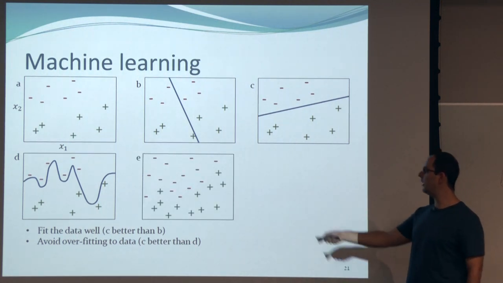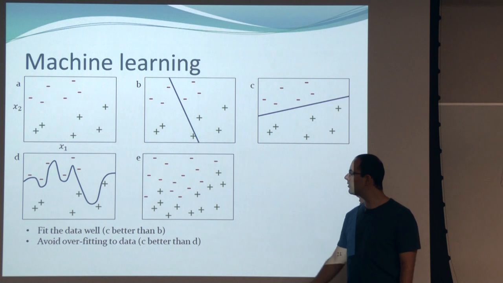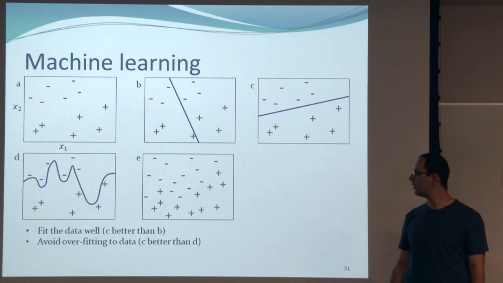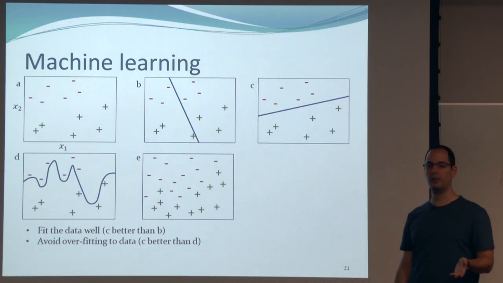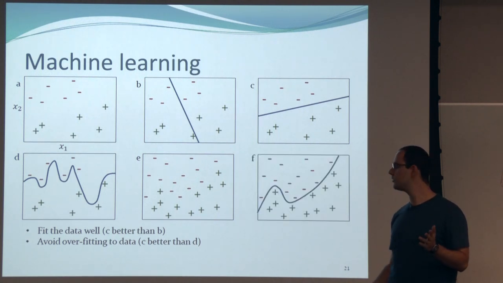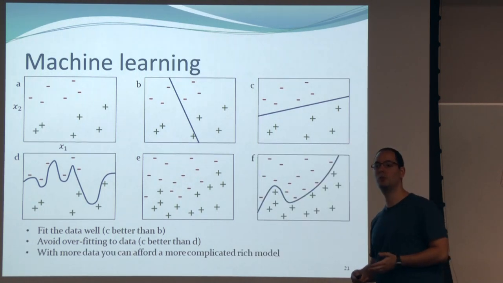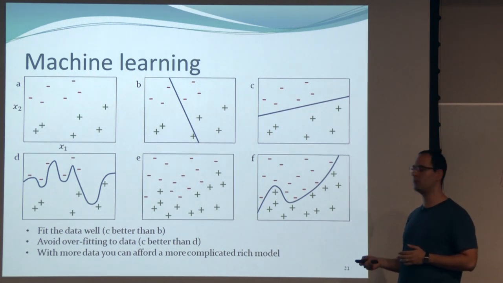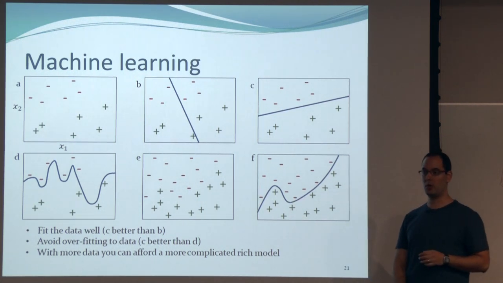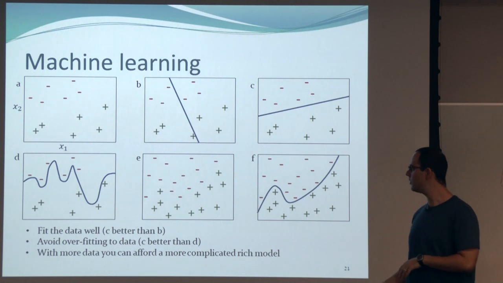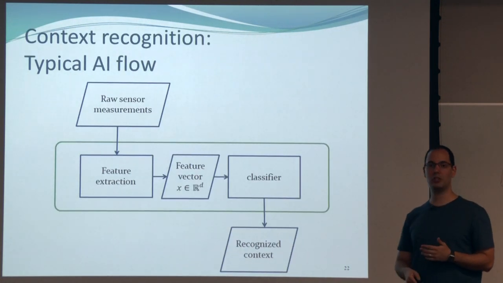How about now? How about I give you some more points? Do you still want to use classifier C? Do you still want to use a linear separator? Maybe not. So if you have more data, you may feel more confident to use a richer or more complicated model, like this polynomial model. So these are very basic concepts in machine learning.